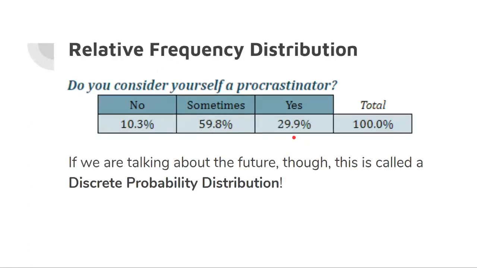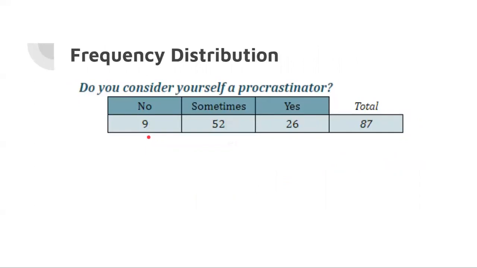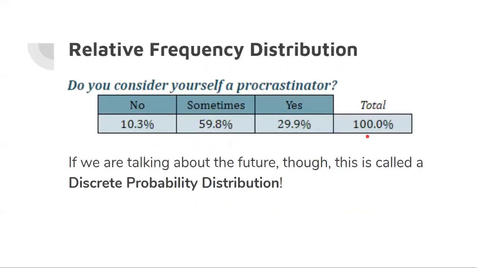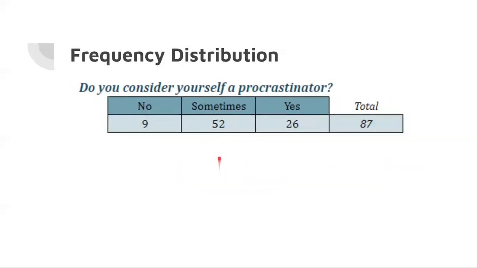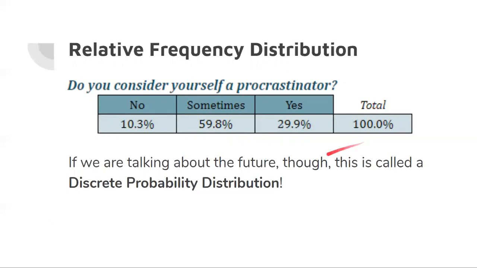If we think about relative frequency instead, this is now putting those frequencies as percents. It's another way of dealing with the categorical data. It's basically telling you the same thing. It's just putting it in a different perspective. So 10.3% of students said no, that they didn't consider themselves a procrastinator. And I find that just by taking my 9 people that said no and dividing by my 87 people total. Same thing with sometimes. This 59.8% came from those 52 people that said sometimes divided by the 87 total. Okay. And then the same thing with the people that said yes. 29.9% was the 26 people out of the total.